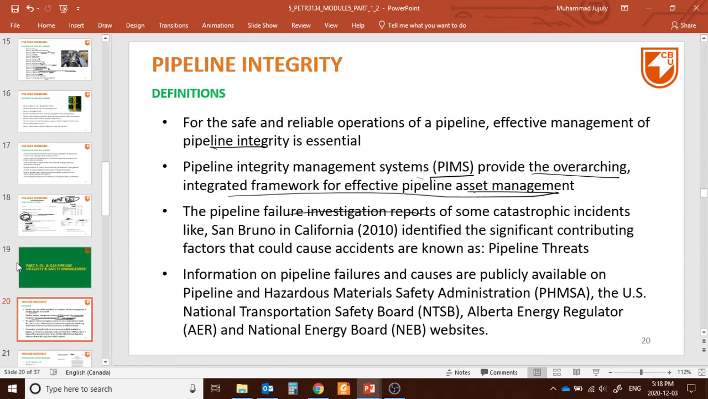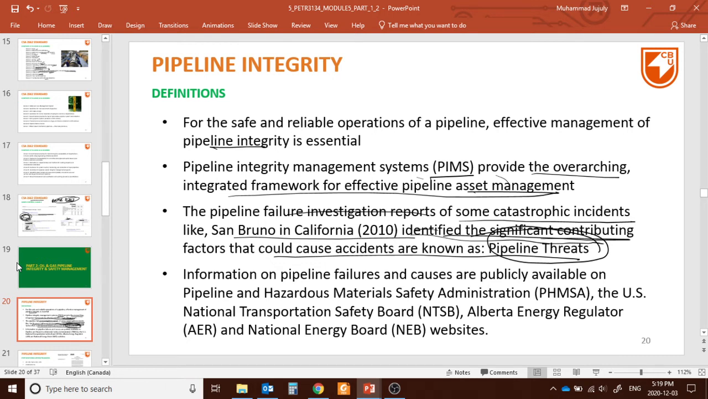Now, pipeline failure investigation reports some catastrophic incidents like San Bruno in California in 2010, where a lot of people actually died. After these types of incidents happened and investigations were done, the investigators realized that it is important to identify the significant contributing factors that could cause these incidents. These are known as pipeline threats. So pipeline threats, what does that mean? That means the different types of causes that can be contributing factors to the incident.